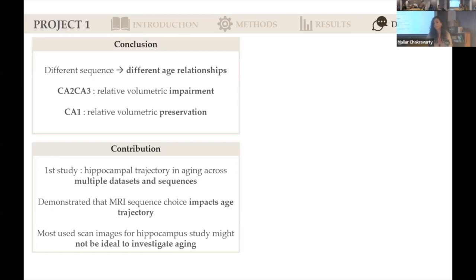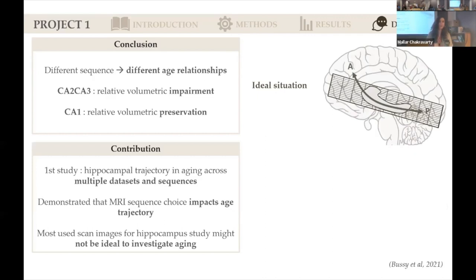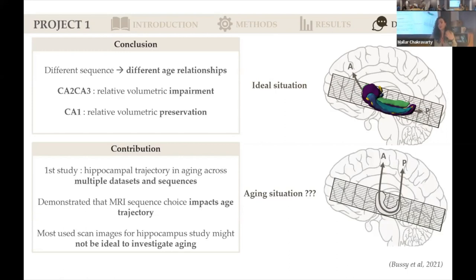The hypothesis that I had about why we see this bias with slab images in aging was that this type of images were originally made to have high resolution in the coronal plane, but low resolution in the anterior to posterior axis, because we knew that the subfields were pretty consistent across this axis. However, there is some evidence showing that in aging, the shape of the hippocampus might change and become more curved. Therefore, the anterior to posterior axis might not be aligned with the low resolution axis that we have in slab. That led me to my second project.